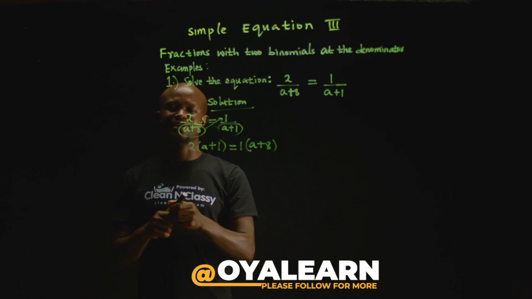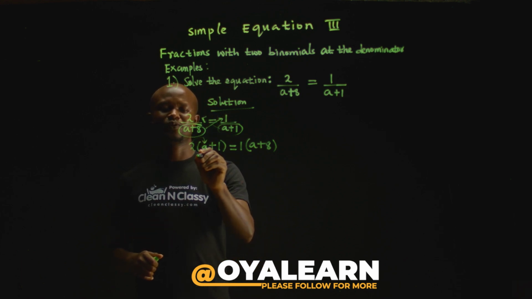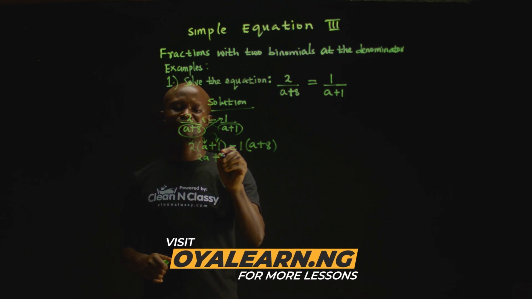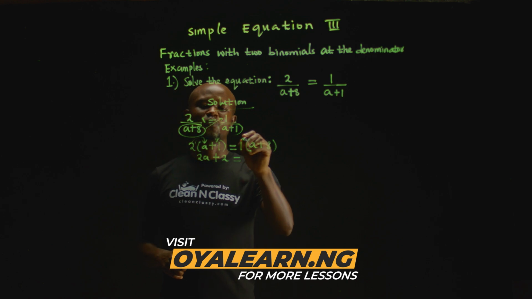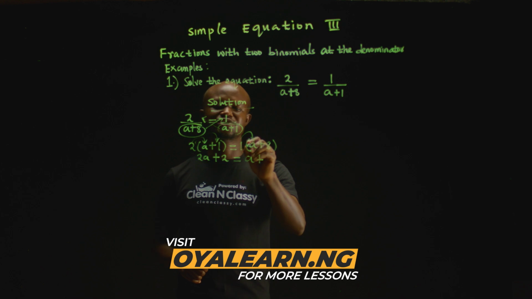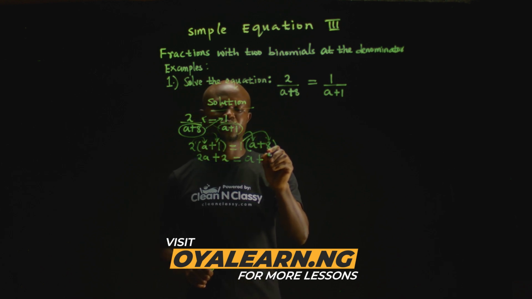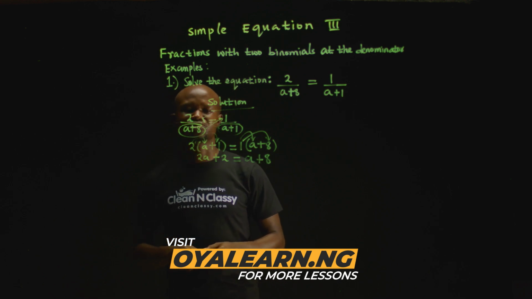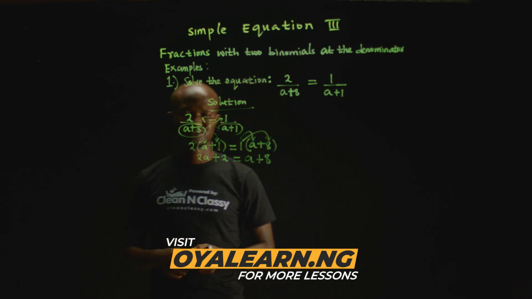2 times a, we have 2a. Then 2 times 1, we have 2. 1 times a, we have a, plus 1 times 8. What do we have? We have 8. So the next thing for us to do is to collect the like terms.